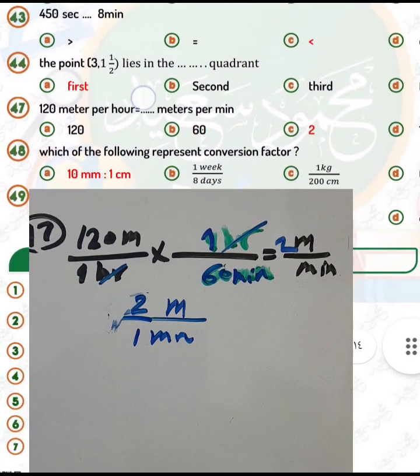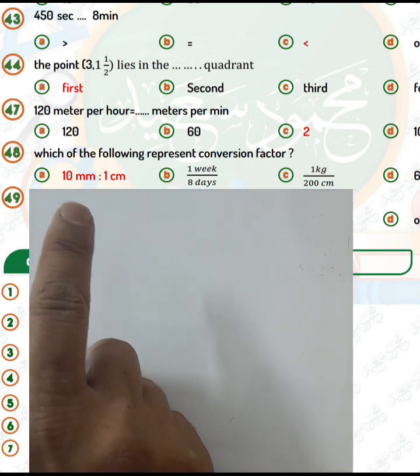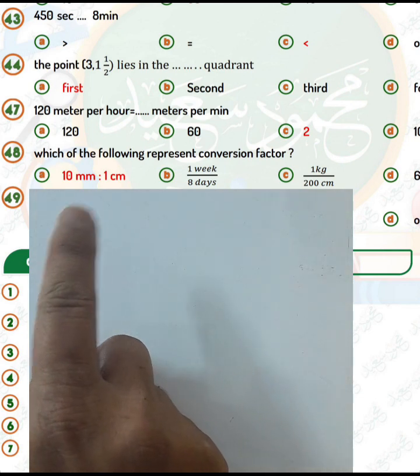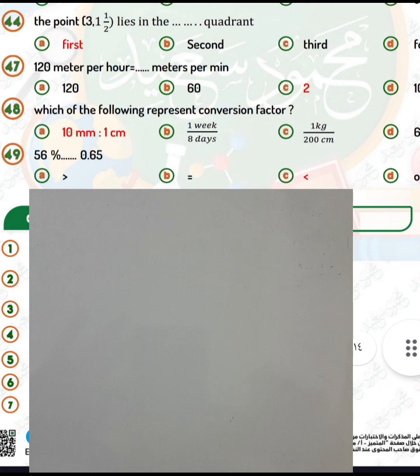Question 48. Which of the following represents a conversion factor? A conversion factor compares two equal amounts using different units. Numerator equals denominator. We have 10 millimeter equivalent to 1 centimeter. We call it a conversion factor. Choose letter A.